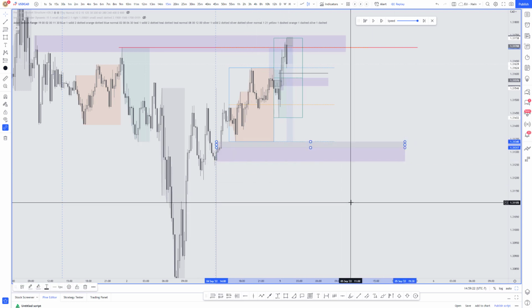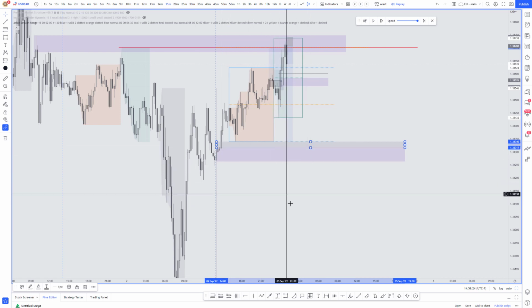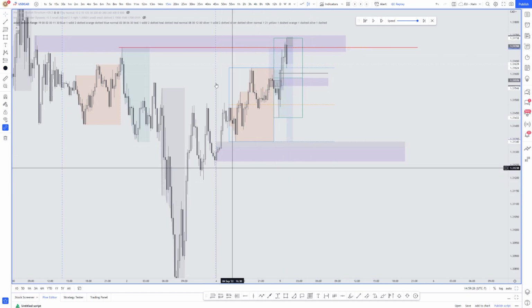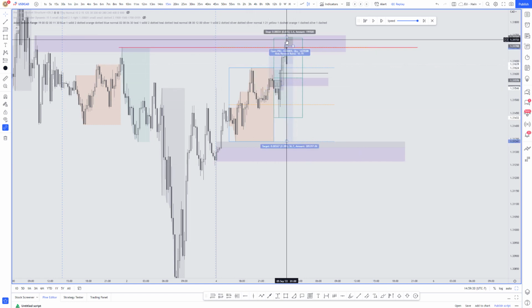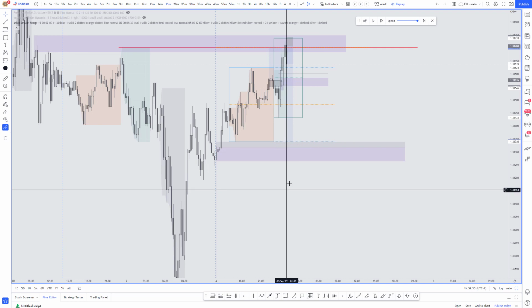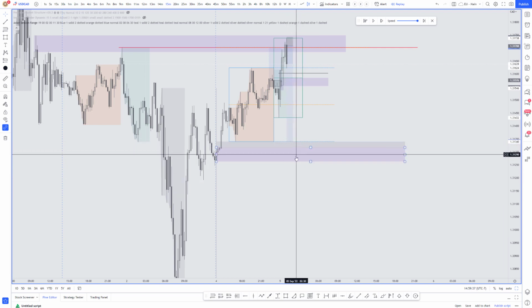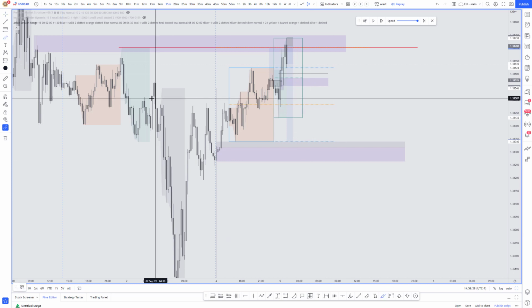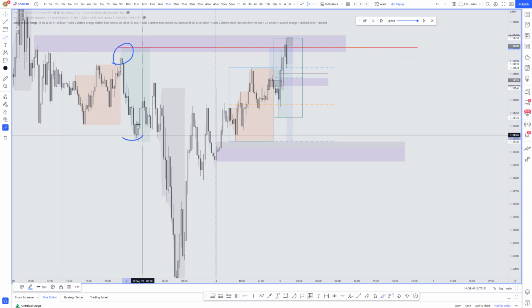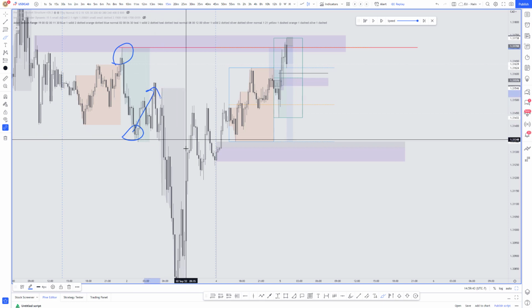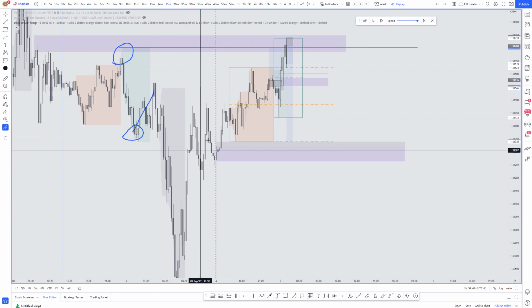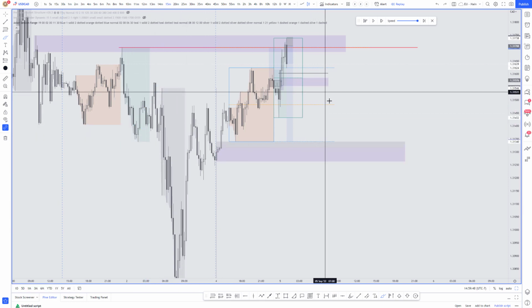Now, when you see something like this, for me, I don't need a lot of confluence to go the other way. If I ran Asia highs and it's showing me that it wants to reverse, I'm going to go the other way. If we run Asia lows and it's showing me it wants to go the other way, I'm going to try it. It's not always going to work. So it works here. Here you might have got partials and broken even. But that for me is a confluence of its own.